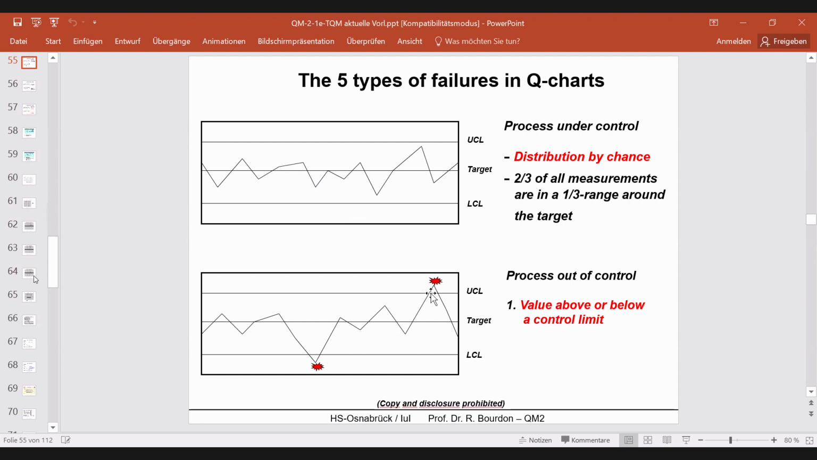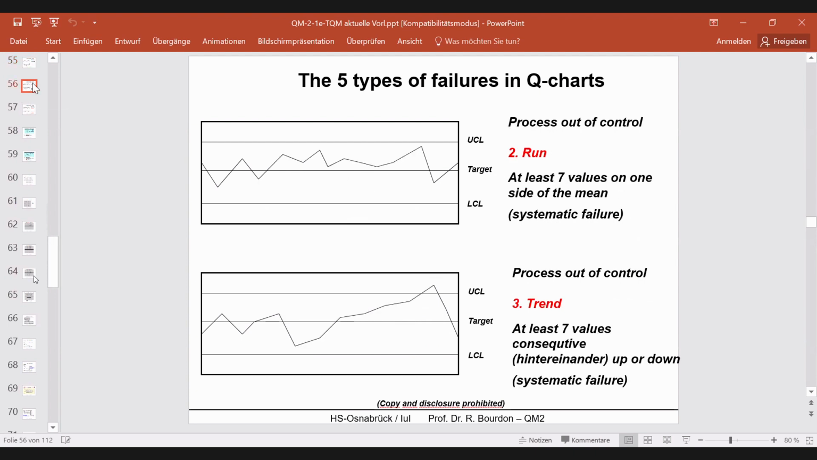Now, to get an alert or alarm information from your quality system, if one of the measurements is going out of the upper control limit, or is lower than the lower control limit, then you must interrupt the process and optimize the process to get back inside the control limit range. This is one type of failure in a quality chart.